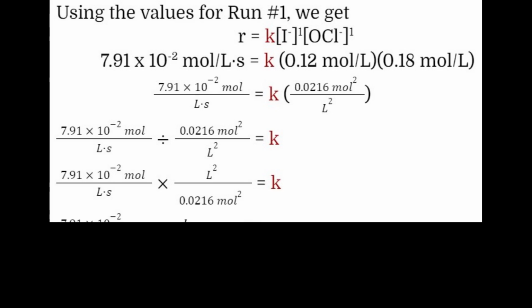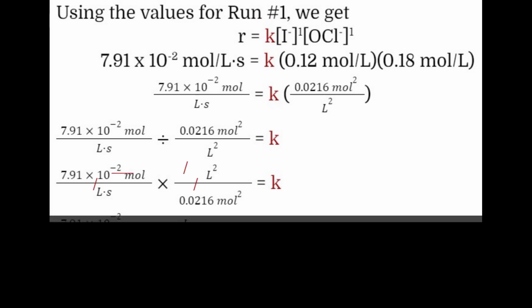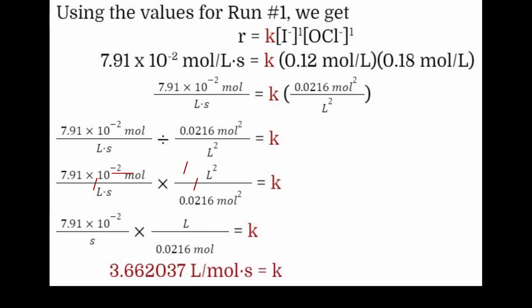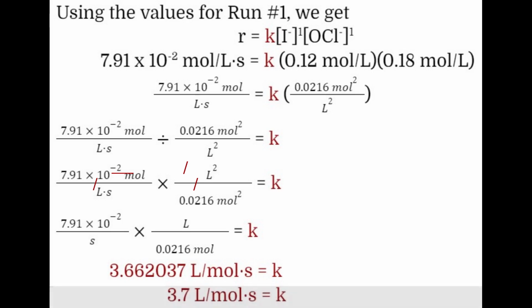This is L to the power of 2, 0.0216 mole to the power of 2. And that's equal to the k. Take 7.91 times 10 to the negative 2 divided by 0.0216. I'm going to cancel out the L here and divide by 0.0216. And then I hit equal, 3.66 liters, and then I put mole dot second. Proper number of significant digits is how many? How many significant digits? 2. 2, yes. So 3.7. All right, 3.7, 2 significant digits.